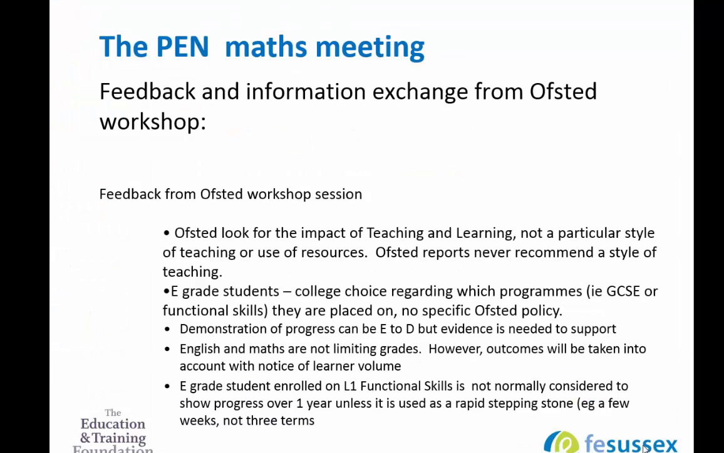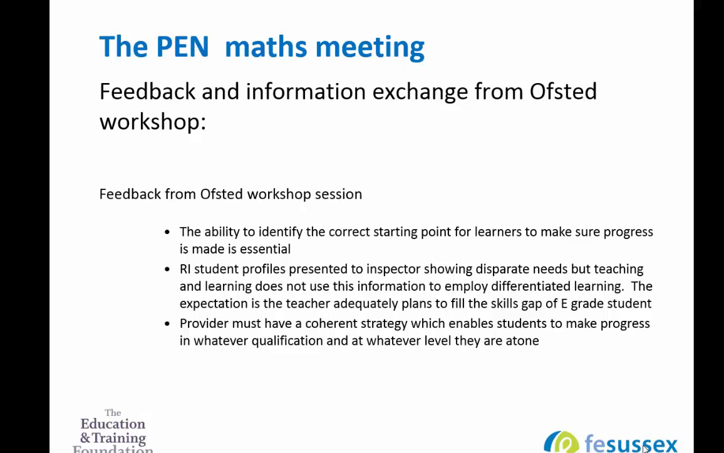To carry on with that, we also have to say that the initial advice and guidance, the initial assessment of students' learning, is vitally important when you're trying to set the roadmap to make sure that progress is made. So a student who requires improvement, and those profiles are shown to the inspector, is bound to show disparate teaching needs. It's up to the teacher then to employ differentiated teaching and learning to make sure that the needs of every student are met. So the expectation is the teacher adequately plans to fill the skills gap of E-grade students.